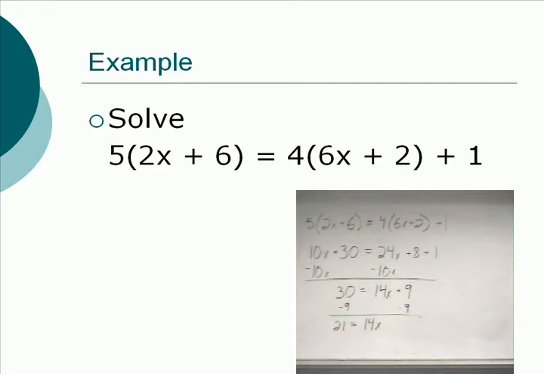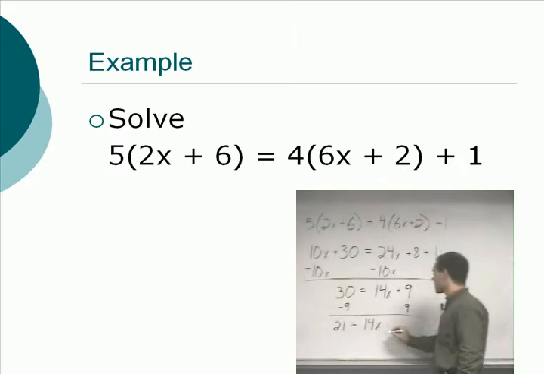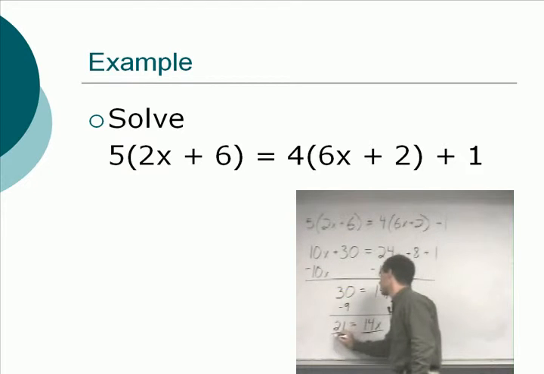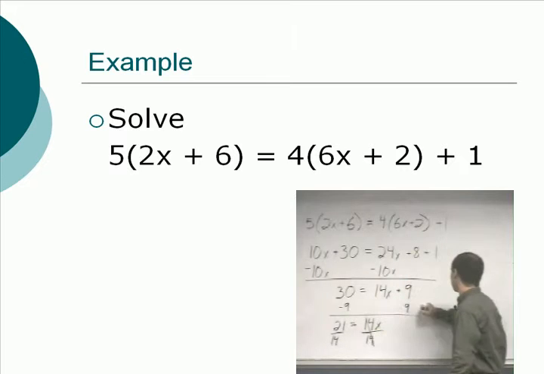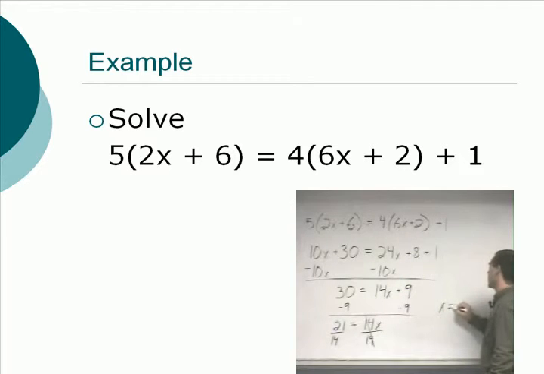And finally, get x by itself. We're going to divide both sides by 14 and reduce. So we're left with x equals 21 over 14, which is true, but that's a fraction. You can reduce that down to 3/2, or 1.5.